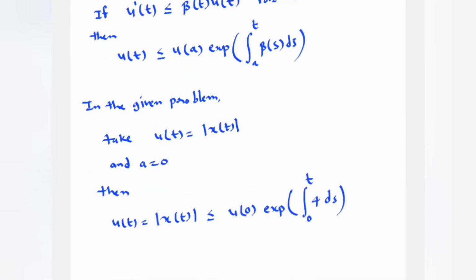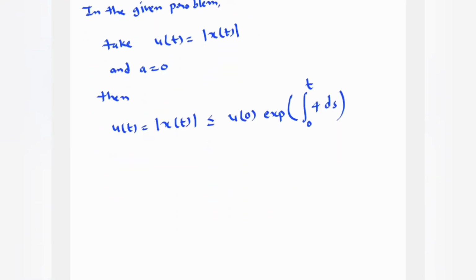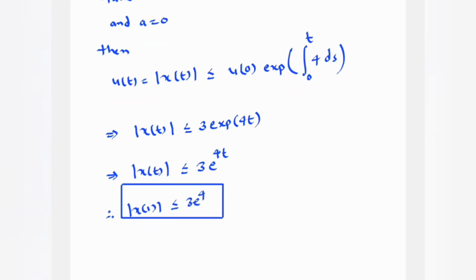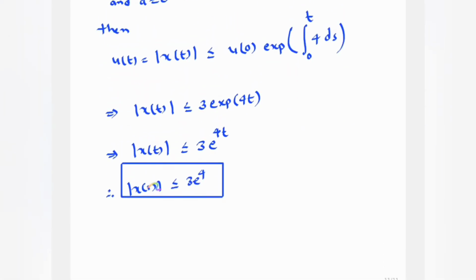So u(t) will be mod x and beta is 4. By solving it, we get mod x(t) is less than or equal to 3 exponential 4t. We have to find the value of x(1), so mod x(1) is less than or equal to 3 exponential 4. Hence the first option is the correct option.